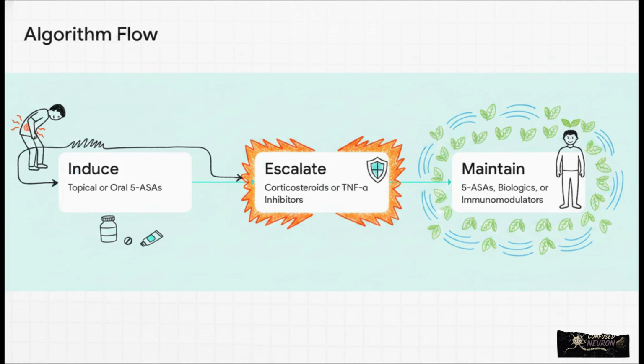We're moving from a patient in severe distress with urgency and bleeding, all the way to a patient living a healthy, symptom-free life. Step 1 is always to induce remission. For mild cases, we use our topical or oral 5-ASAs. Step 2, if the disease is refractory, meaning it's stubborn and fighting back, we escalate. This is where we bring in the induction power of corticosteroids, or we step up to biologics like the TNF-alpha inhibitors. Finally, step 3, once the fire is totally out, we must maintain remission. We drop those steroids completely, and we maintain the peace using 5-ASAs, biologics, or immunomodulators.